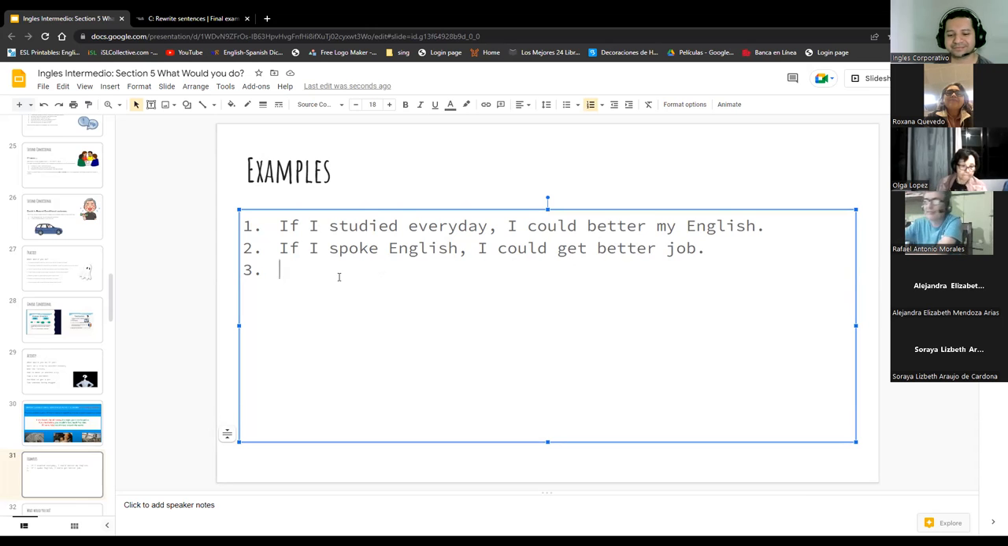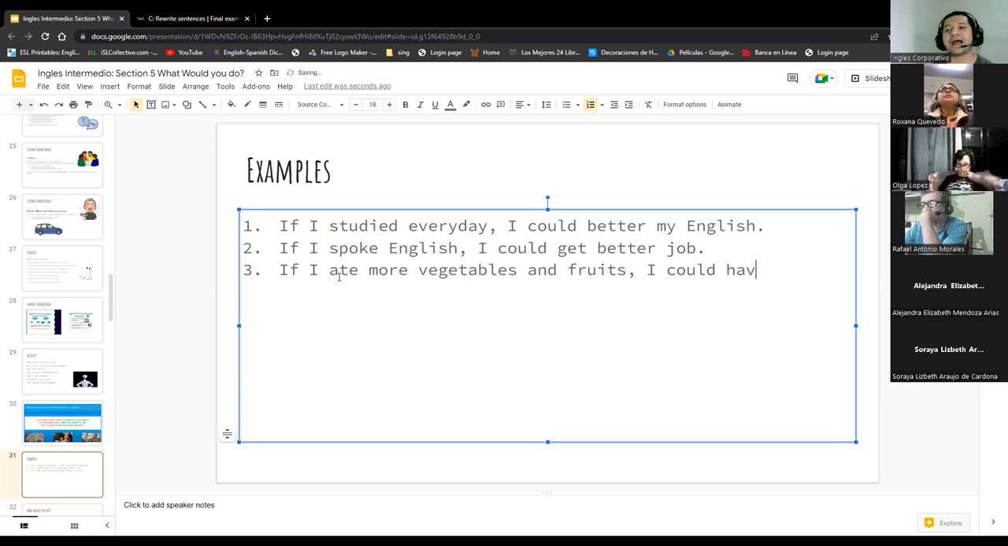If I ate more vegetables and fruit, I could get a more healthy life. I could have a healthier life, right? Very good. So if I ate more vegetables and fruits, I could have a healthier life. Very good. Perfect. You see, so we have the idea. We just need to practice a little bit more. And the last one, Rafael, do you have yours?